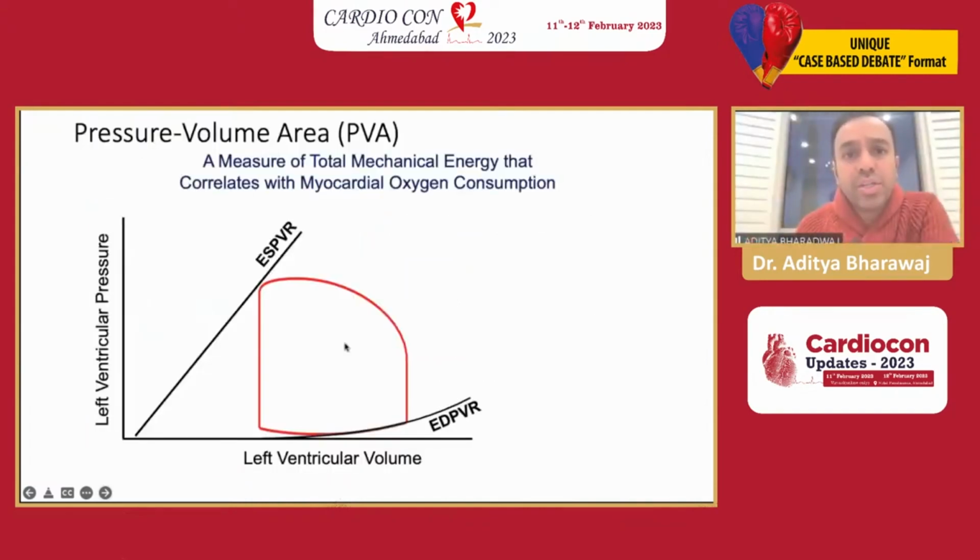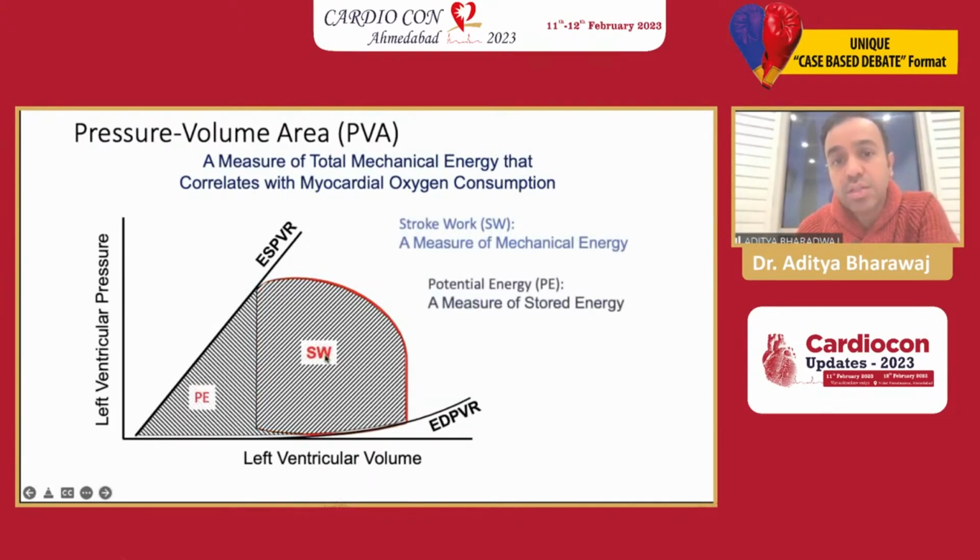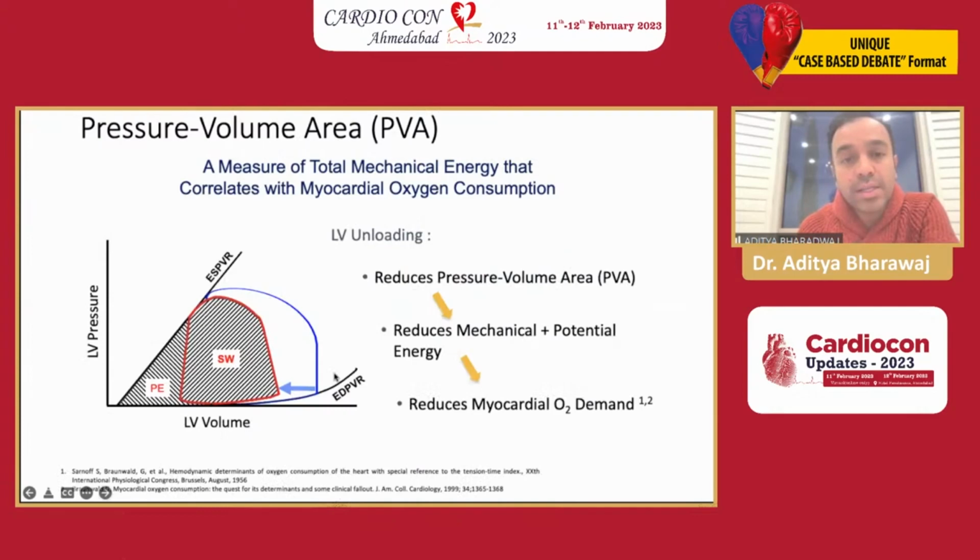So the pressure volume area is basically a sum of these two areas here. So it's the stroke work and the potential energy. Stroke work is a measure of the mechanical energy, and potential energy, like we know, is the stored energy. So what pressure volume area is, it's a sum of these two. And in the interest of time, I'm going to quickly go through these.